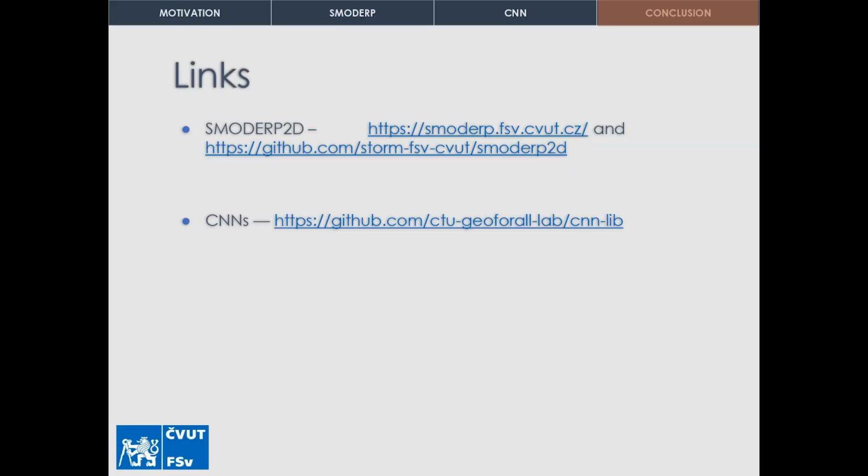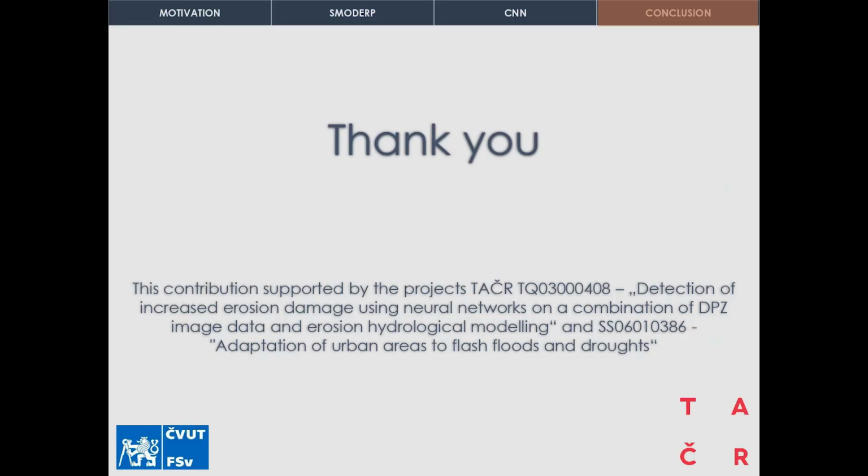And there are links for the software. SMODERP is actually under this strong copyleft GPL, because we are using something. I don't remember why it's under GPL, but yes, because of QGIS and GRASS. So it's under GPL 3 plus. The CNN lib is under MIT. If we move it to GRASS, it's going to be also GPL.